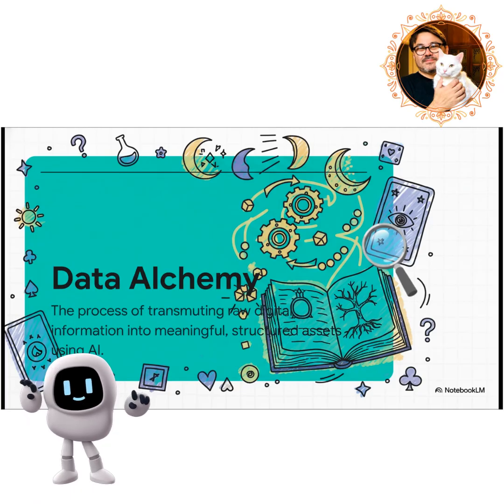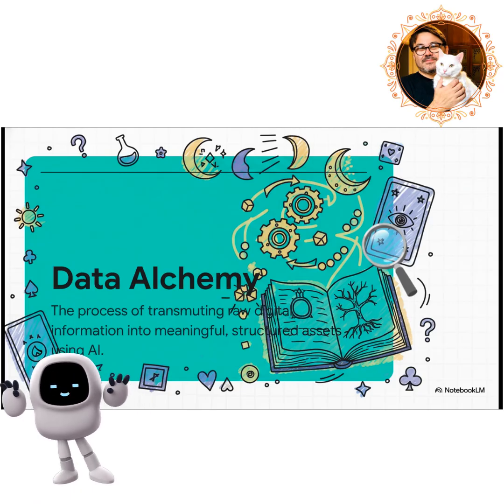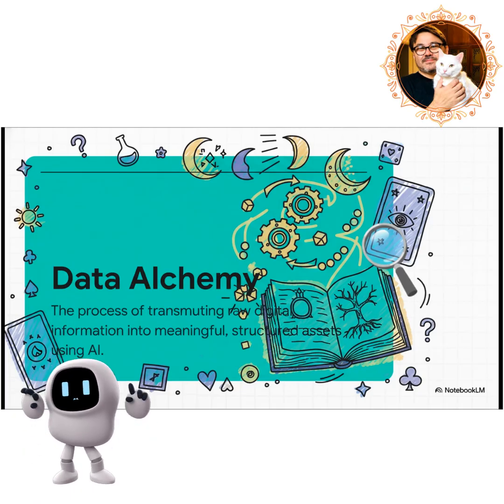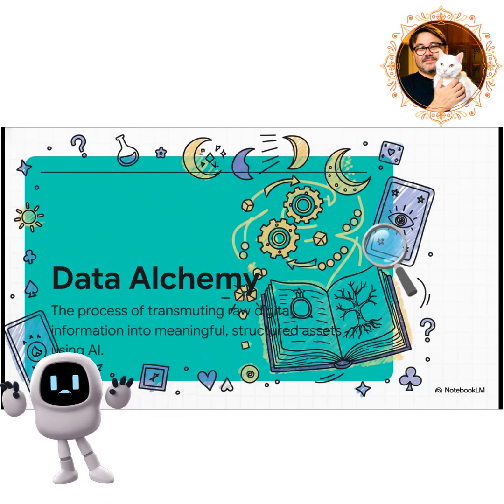Just like the old alchemists wanted to turn lead into gold, this process is all about turning raw, messy digital information, like a bunch of text, into something structured and valuable, something like a deck of playable cards. It's literally about finding the hidden gold inside the data.